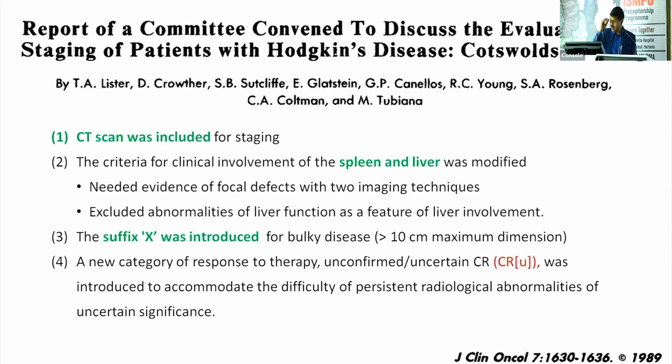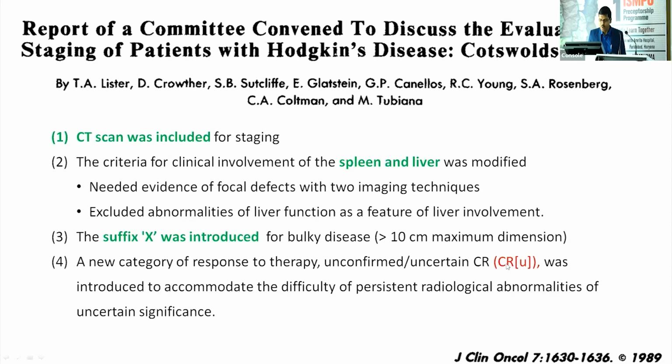So if I summarize, in Rye classification, B symptoms were introduced. In Ann Arbor, extranodal disease was introduced. And in Cotswold modification, they introduced X, which is bulky disease. And all of us know for Hodgkin, it is 10 centimeter. And now for non-Hodgkin, we are going to discuss, it is more than 7.5 centimeter.